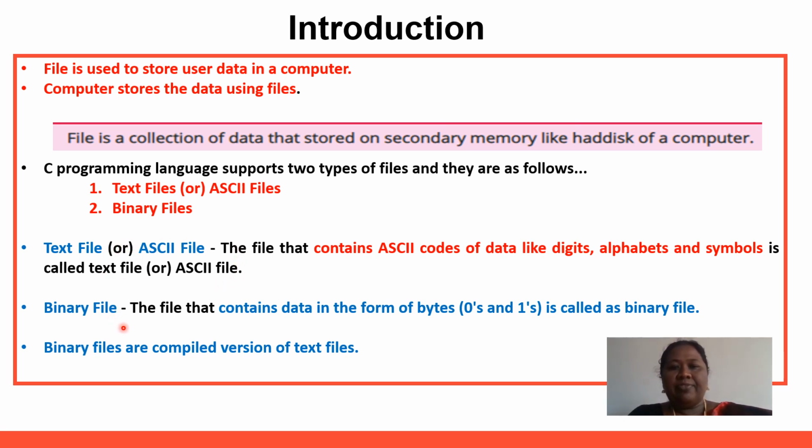And what is the binary file format? It contains only zeros and ones, that is called a binary file format. These binary files are a compiled version of a text file. When a text file is compiled, this binary file is created. So these are the two formats through which any data can be stored in the computer.